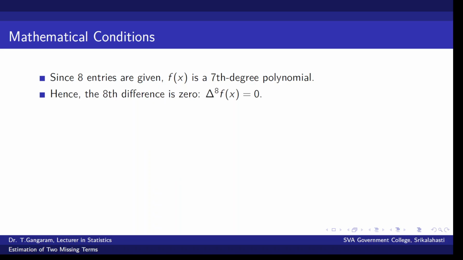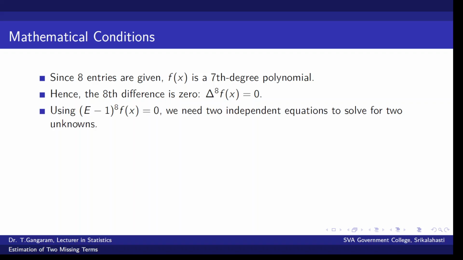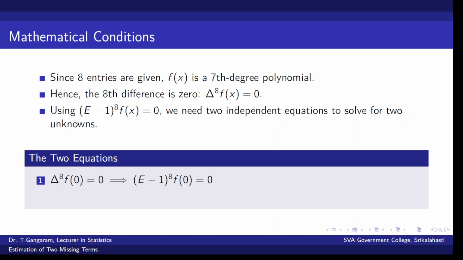Since the eighth difference is 0, delta power 8 f of x must be equal to 0. And using the relationship between delta and E, delta can be expressed as E minus 1. So (E minus 1) power 8 f of x is equal to 0. We need two independent equations to solve for two unknown values.